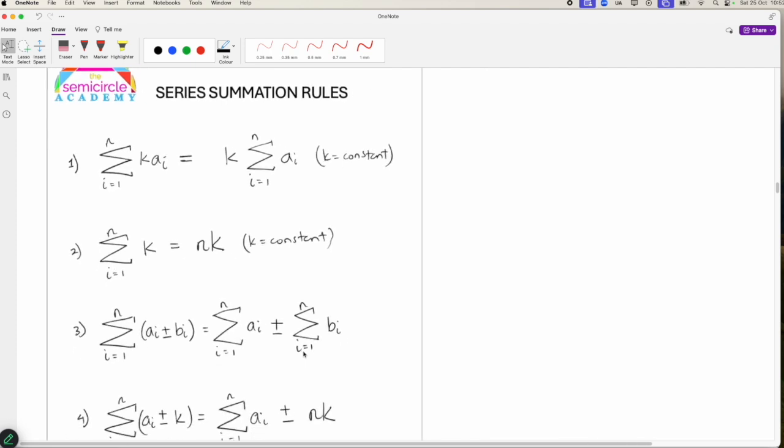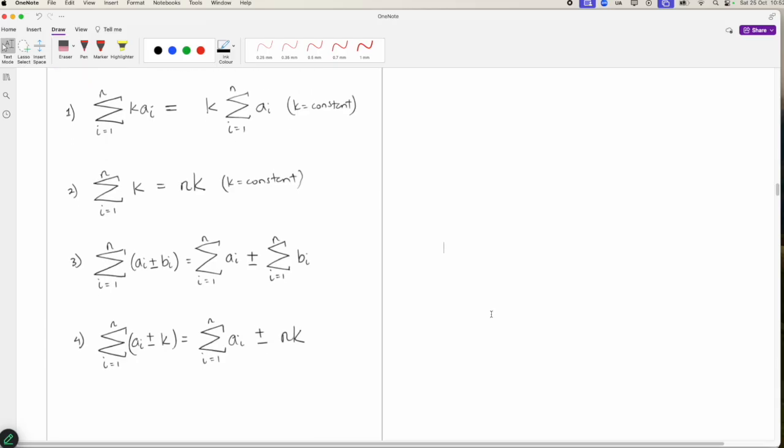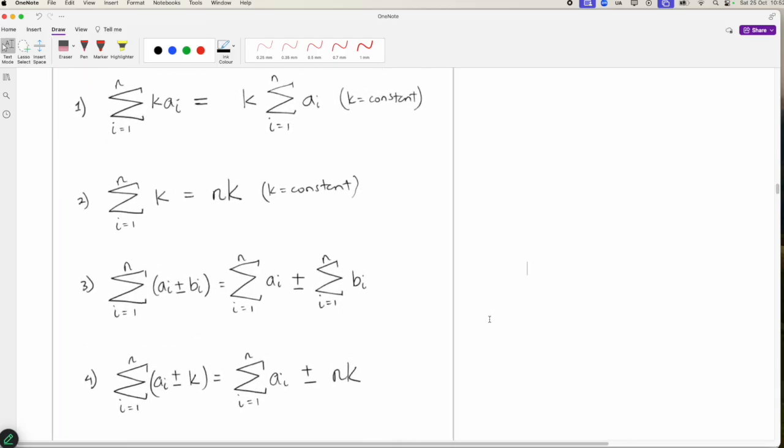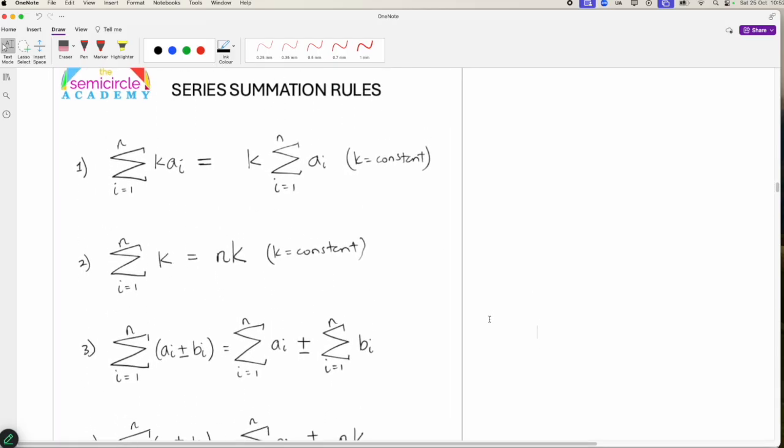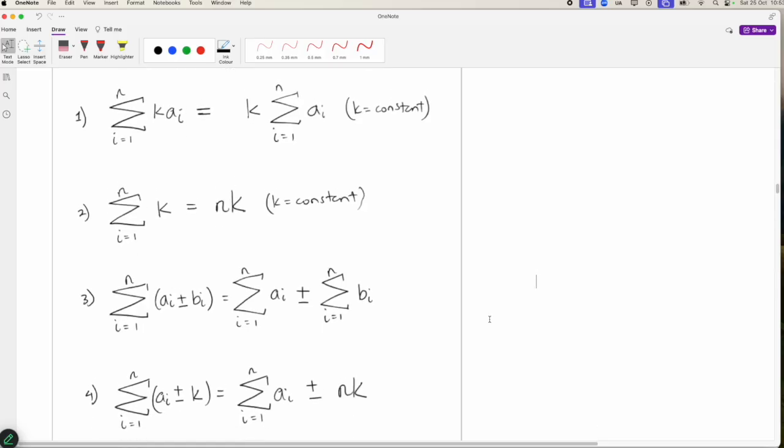These are some cool rules when it comes to summations. Just like how in logarithms we had rules that we had to learn, these are the series summation rules. For example, if I have the summation of a series a_i where i goes from 1 to n, and that is being multiplied by a constant, I could pull the constant on the outside. I could find the summation of the series first and then multiply the constant after.